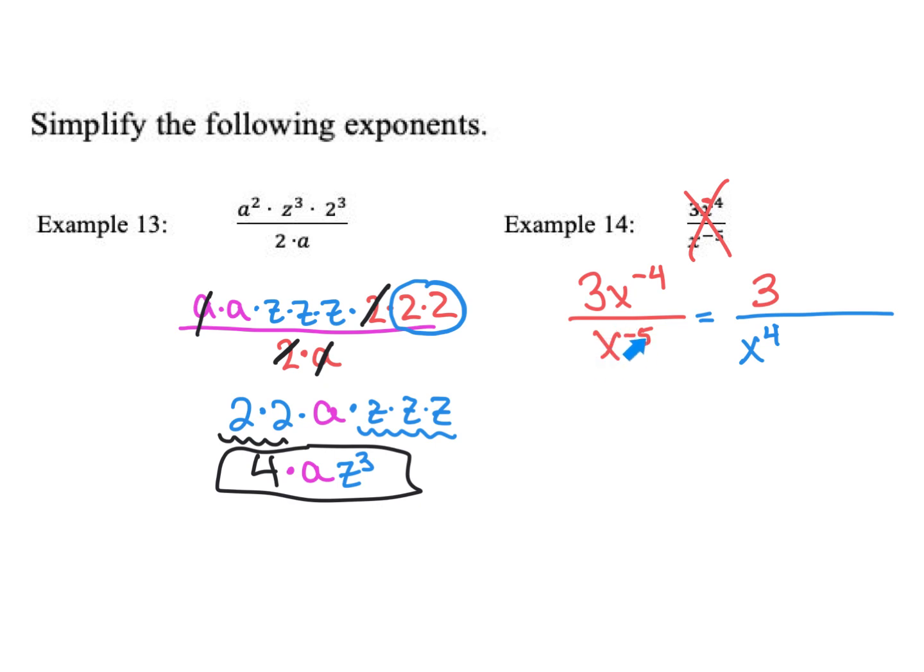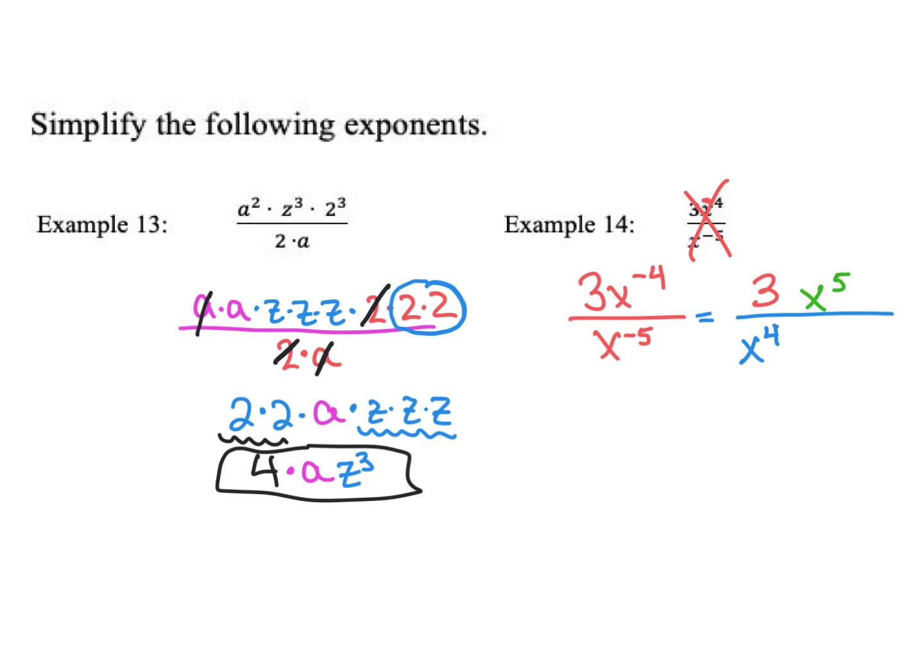Then down here on the bottom, I have x to the negative 5. Oh, they're unhappy, so I have to move their house. I have to move it to the top, and then notice how the 5 is now positive. So now I have 3x to the 5th on the top, x to the 4th on the bottom.